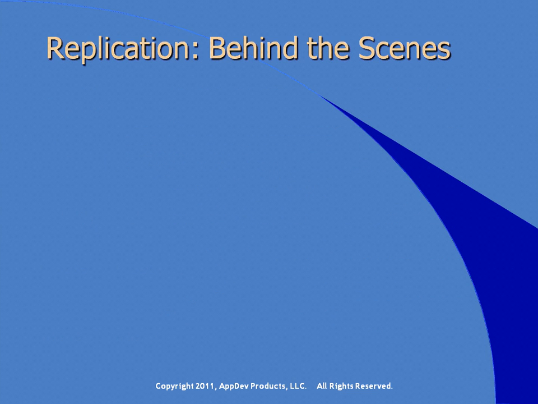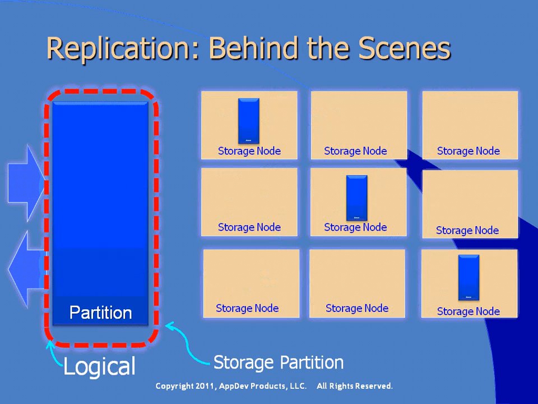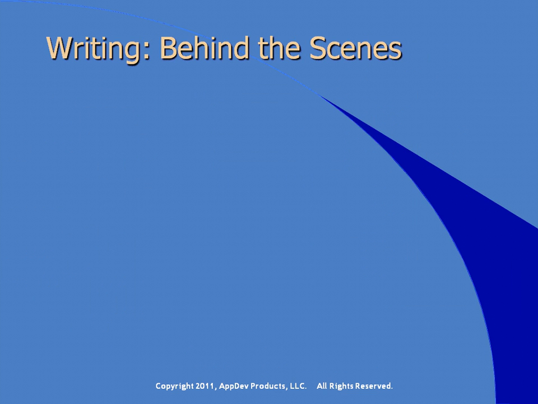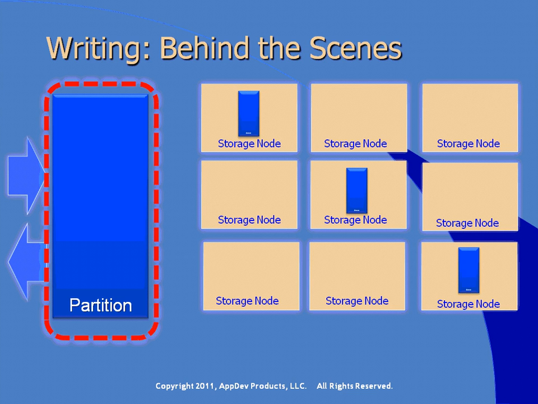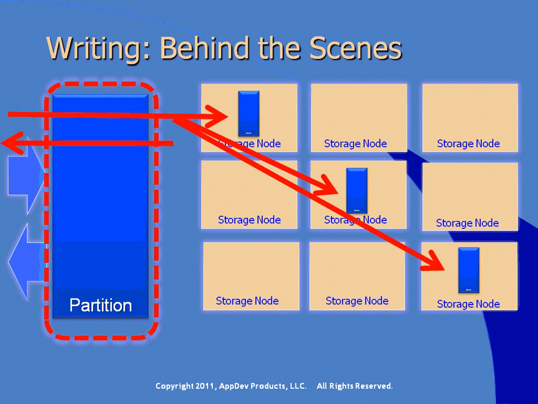Let's take a look at replication behind the scenes. On the left, I have one logical partition. It's one storage partition. But I have 3 replicas of that logical partition. The goal here is that we don't care where they're at or what server they're at. The idea is that I have 3 replicas and they're always in sync. So let's take a look at how it writes to these replicas behind the scenes. We know that it writes to the first 2 and then it writes to the 3rd asynchronously, but they're always in sync.